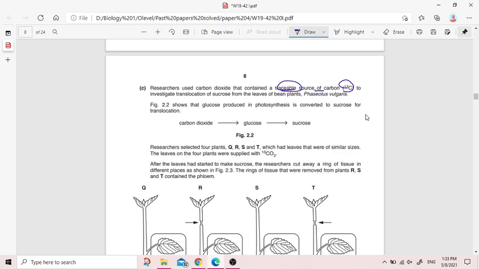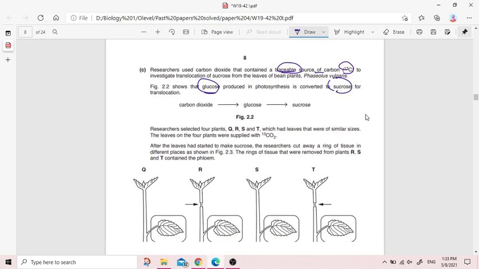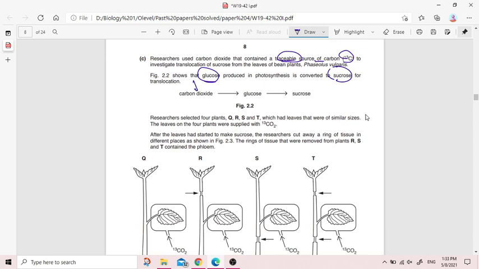To investigate the translocation of sucrose from the leaves. Figure 2.2 shows that the glucose produced in photosynthesis is converted to sucrose for translocation. We know that the plant absorbs carbon dioxide and then it produces glucose from photosynthesis. And then the glucose is converted to sucrose, which is translocated all over the plant. Okay, let's see here.